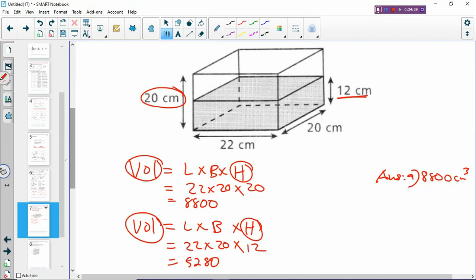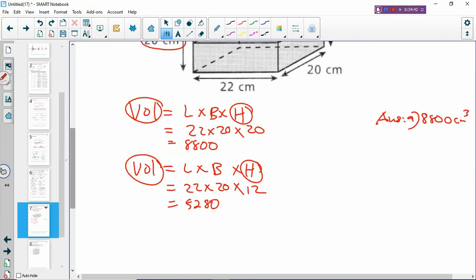Okay, but how do you change to liters? This is cm cube, right? Cm cube. So to change into liters, you have to divide, from small to big. Remember, small to big, what do you have to do? You have to divide. Divide by how many?